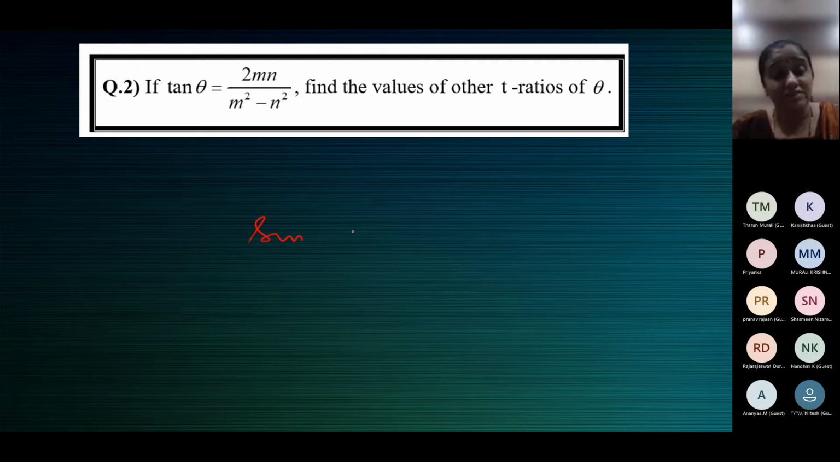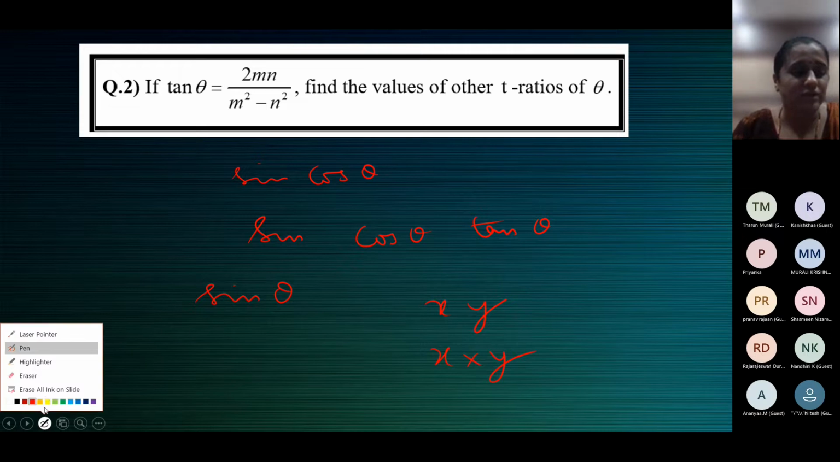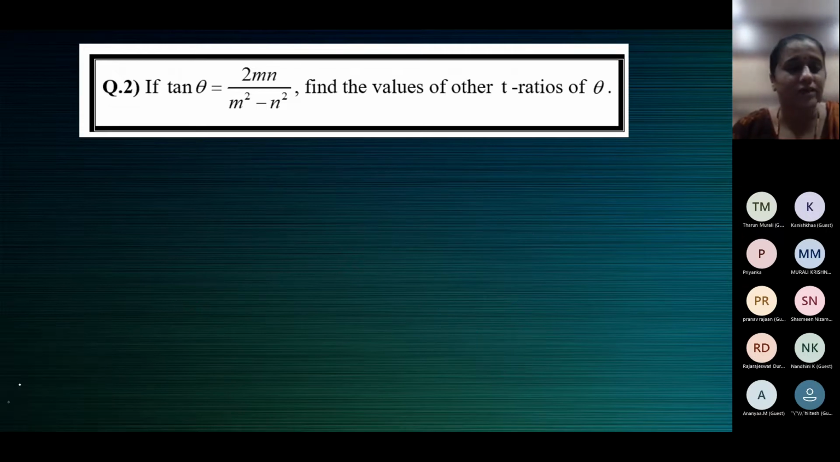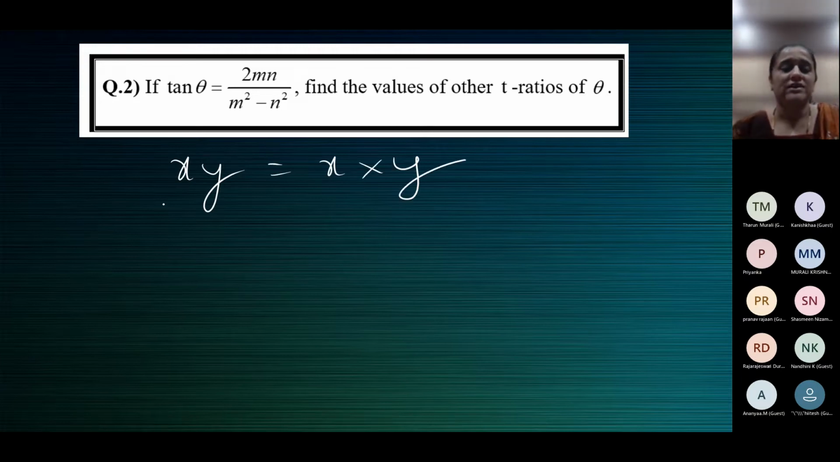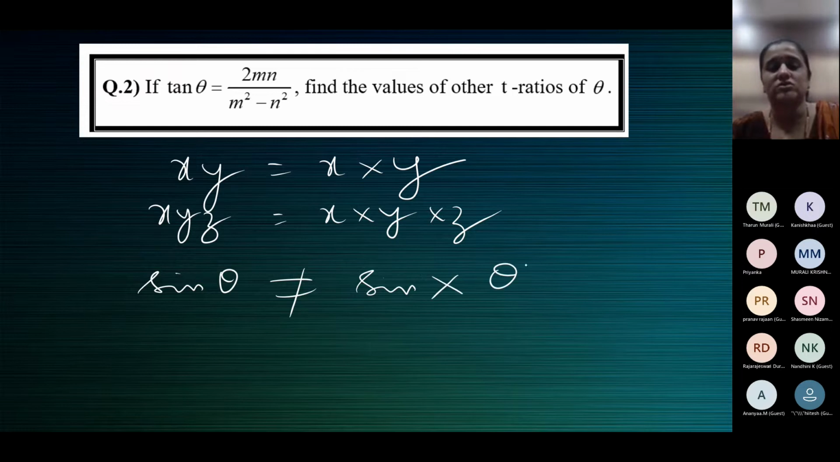I might say sine, cos, tan just to talk faster. Otherwise, there is nothing like sine, cos, tan. Sine and theta are not separable. In algebra, when we say xy, it is the product of x and y, x into y. When we say xyz, it's the product of x, y, and z. But in trigonometry, when we say sine theta, it is not the product of sine and theta. It is not sine into theta.